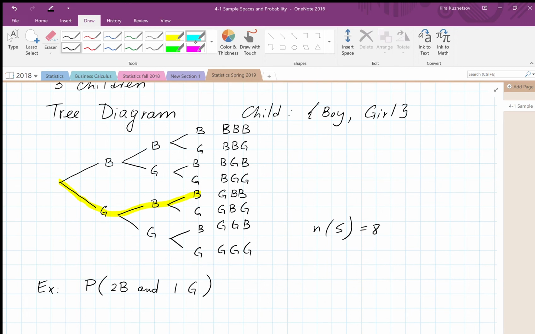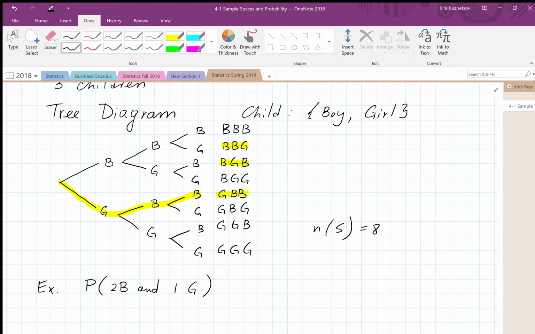So in order for me to outline this, I'm going to take a highlighter. Well, this is 3 boys. My first event is 3 boys. My second event is 2 boys and then a girl. So exactly what I need. But this one is also 2 boys and a girl. It's just that I have a boy and then a girl and then another boy. So this is 2 girls. This is another 2 boys. 1 boy, and no boys.